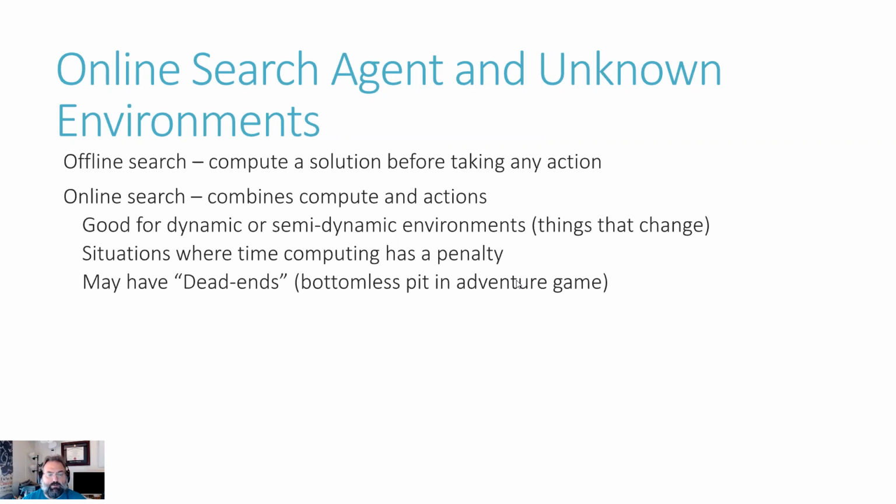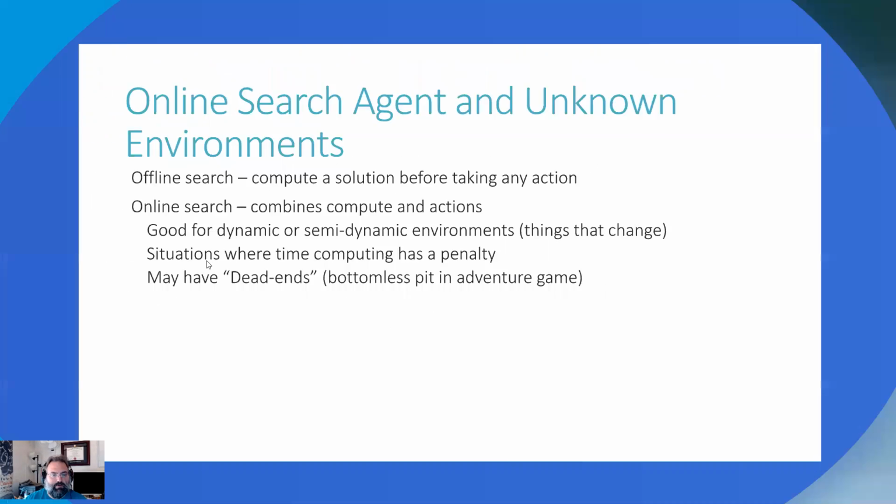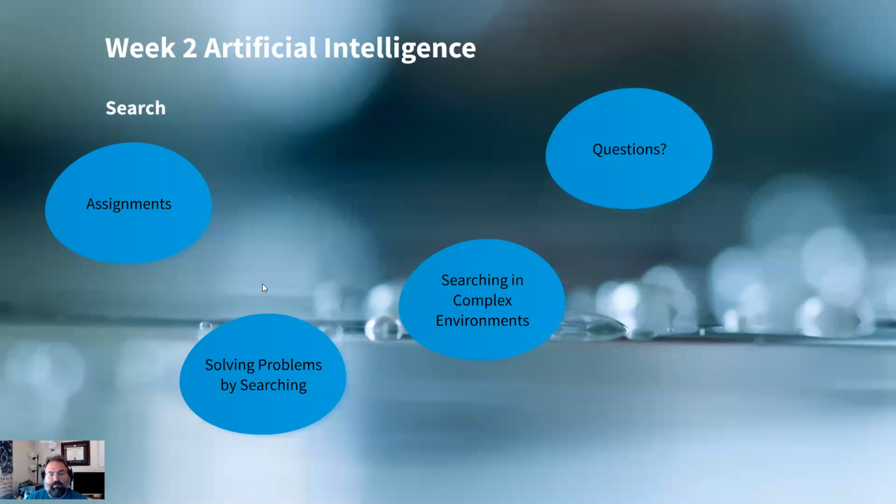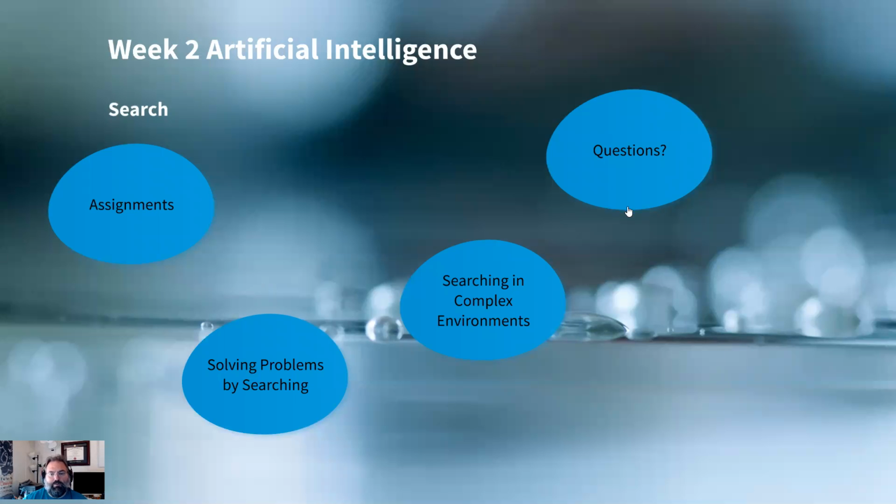It's also good in situations where computing time has a penalty. If you're playing a game of chess against a person, you may not want to calculate, based on a given move and their move, all possible moves that could happen from that point. You may only want to go a certain number of levels deep, because you may not have time to run those computations the whole way through. And you may end up with dead ends in online search that offline search might not help you with, because you may not know you're at the edge of a pit, in the metaphor of the Wumpus world.